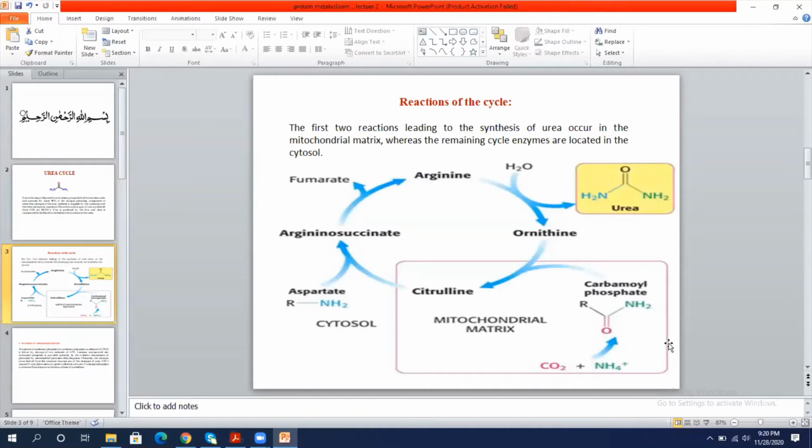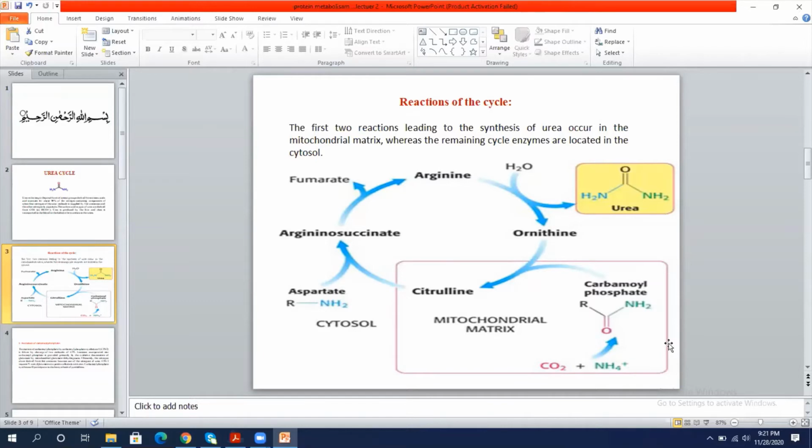Reactions of the cycle. There are a total of 5 chemical reactions of the urea cycle. The first 2 reactions leading to the synthesis of urea occur in the mitochondrial matrix, whereas the remaining cycle enzymes are located in the cytosol. Therefore, the remaining 3 reactions of the urea cycle occur in the cytosol of the cell.